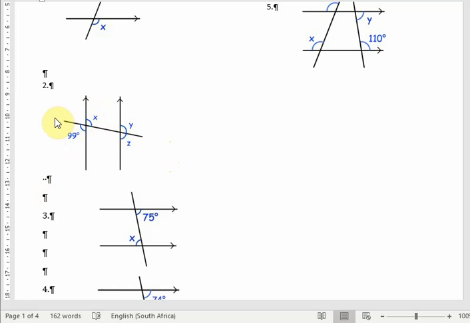So this is in the form of an X, this is X. So those two angles are vertically opposite each other.